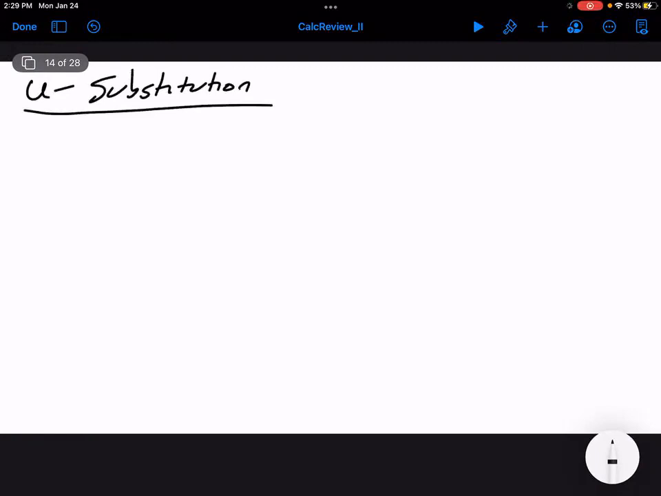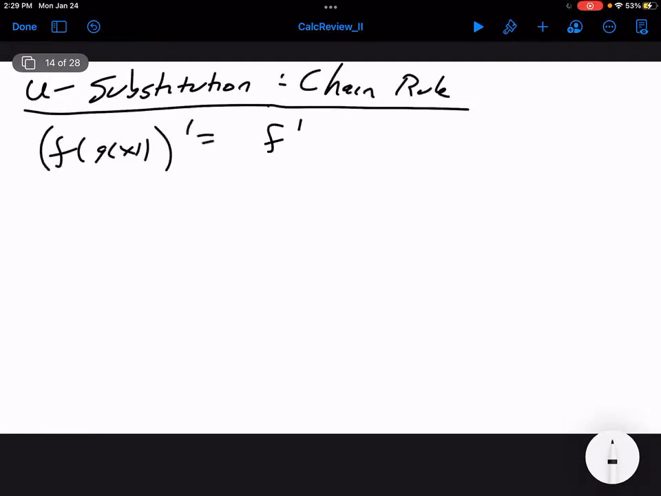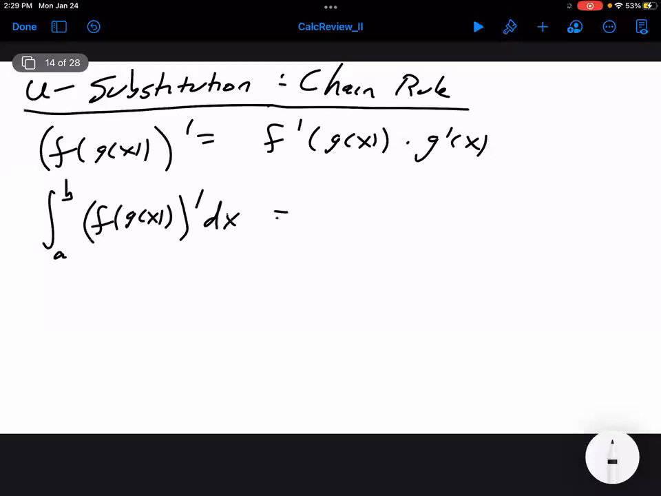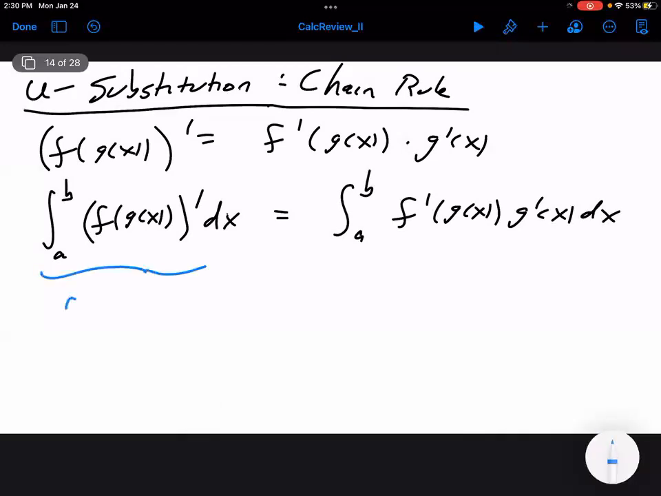So for u substitution, this is really coming from the chain rule. And so what's going on is, if I give you f of g of x, and I ask for its derivative, it's f prime at g of x times g prime of x. Well, then that means if I integrate from a to b of f of g of x prime dx, that should be the same as integrating from a to b of f prime g of x g prime of x dx. All right, what function has derivative equal to the derivative of the function f of g of x? Well, this is a function f of g of x. So this integral over here is just going to be f of g of x evaluated at a and b.